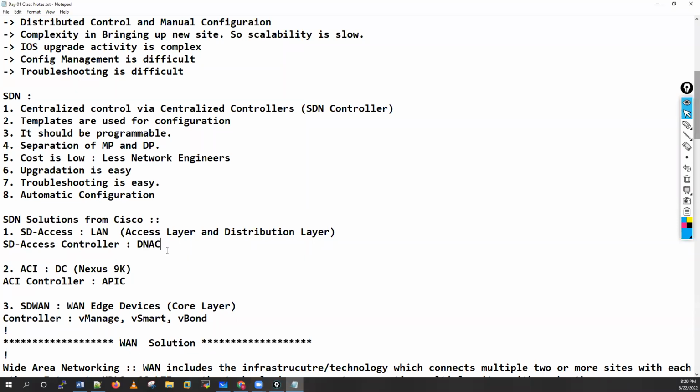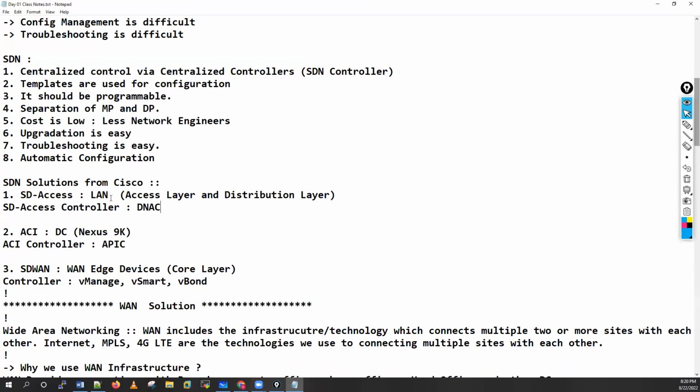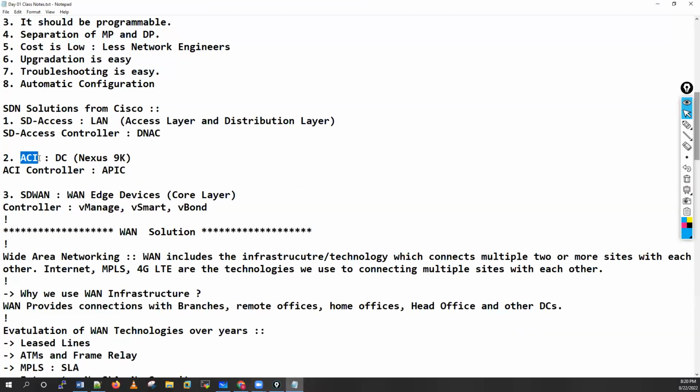So we use DNAC controllers for your LAN network. For data center, we have a controller which is ACI, basically. So we have ACI switches in your data centers, and the controller name is APIC. Generally, like in your Palo Alto firewall, we have Panorama, right? In your Cisco FTD, we have FMC, right? In a similar way, to manage your Nexus switches which are running ACI, we have the APIC controller.